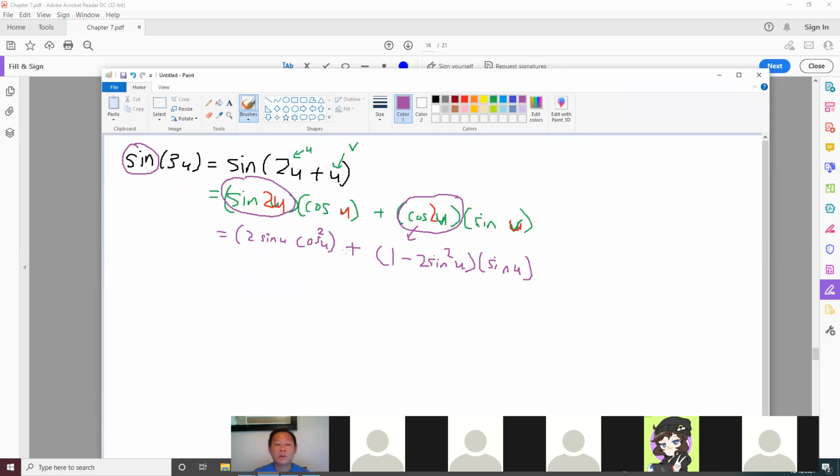Now, if you look carefully here, everything is in terms of sine u except this. This is not in terms of sine u, so we can change this into sine u using Pythagoras, because it's a square. So someone tell me what is the Pythagorean identity for this? Anyone? The Pythagorean identity for cosine squared u?